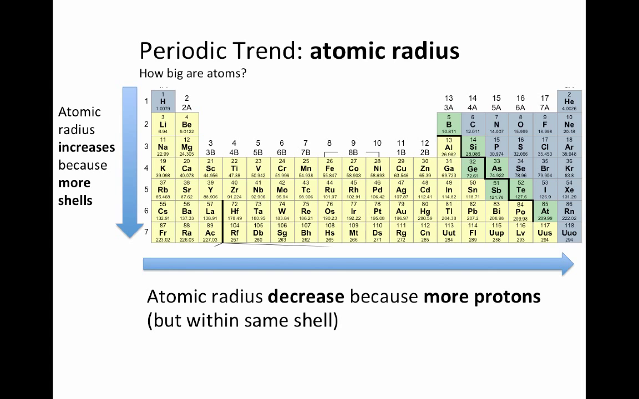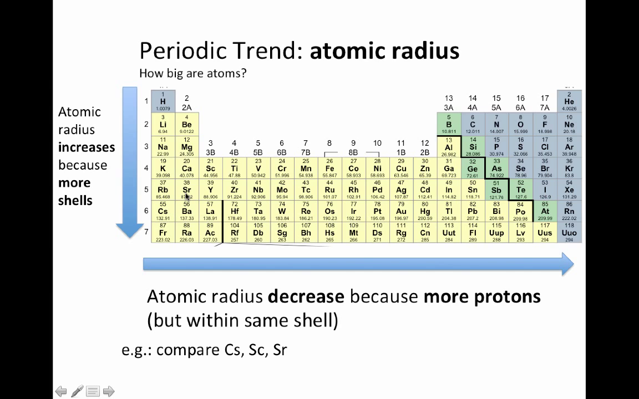So then, let's look at an example. Compare cesium with scandium with strontium. Which one will be the largest and which will be the smallest? Well, let's see. Cesium is down here, so we're thinking it's big because it has more shells than the others. It's also furthest to the left, so it doesn't have as many protons as if you go across its own row, and so it will be big for that reason as well.